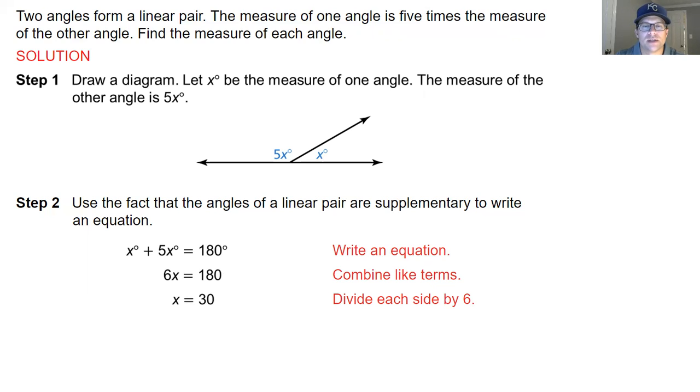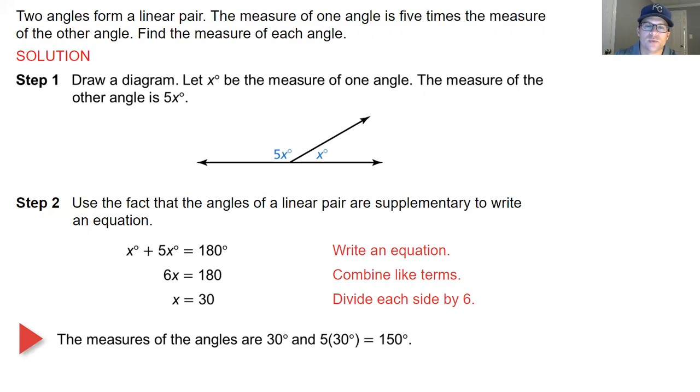Now the directions say to find the measure of each angle. This x equals 30 only tells you what the measure of one of your angles is, so you will need to plug it back into the other one: 5 times 30 to get the measure of 150. One easy way to check is to plug that back into your original equation, where this one is 150 and the other one is 30. Double check and make sure that they add up to equal 180 and that they are supplementary.